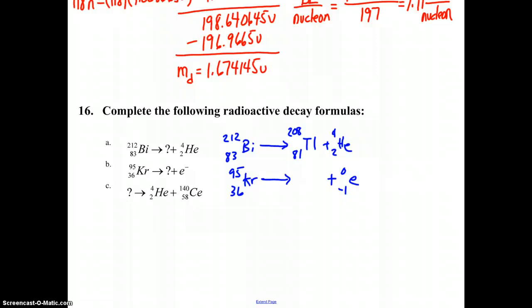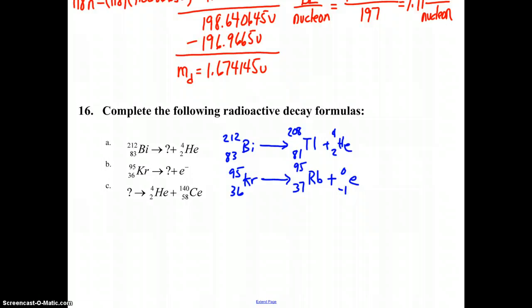What plus -1 gives 36? And that would be 37. And what plus 0 is 95? Of course, it is 95. We go up and look at our chart or a periodic table for what element has the atomic number 37, and that's Rb, which is rubidium.